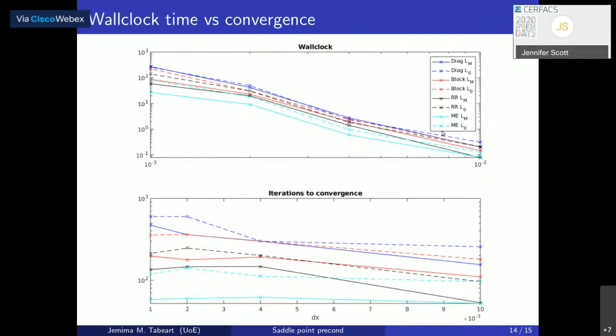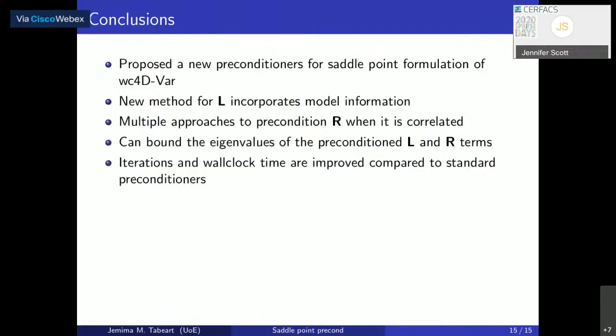Obviously, in the black and the cyan lines, there are some parameters to fiddle with, and I've just done this heuristically. But this shows that this approach hopefully has some merit. To conclude, we've proposed some new preconditioners for the saddle point formulation of weak-constraint 4D-Var. Our new method for L incorporates model information, which has been shown to be useful. We've got multiple approaches to precondition R when it has correlated features, and we can bound the eigenvalues of these terms and show that there is some benefit to these approaches. The iterations and the wall clock time are both improved compared to the previous standard choice of preconditioners.